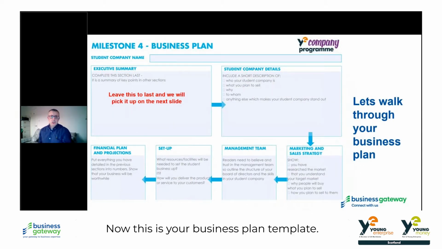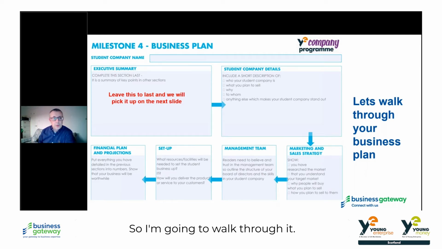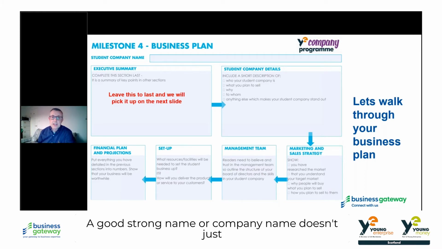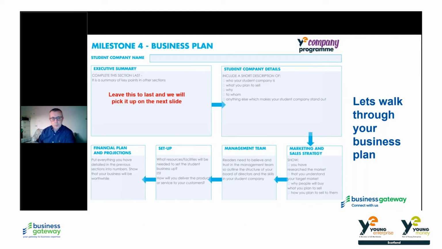Now, this is your business plan template. This is the way you have to work it through. So what I'm going to do is work my way through this just to let you know what you should be doing within each of these 6 areas. So I'm going to walk through it. First of all, obviously, you need a good, strong name, a company name that doesn't just say who you are, but also maybe describes what you do. So the person buying from you doesn't have to think about it too much.